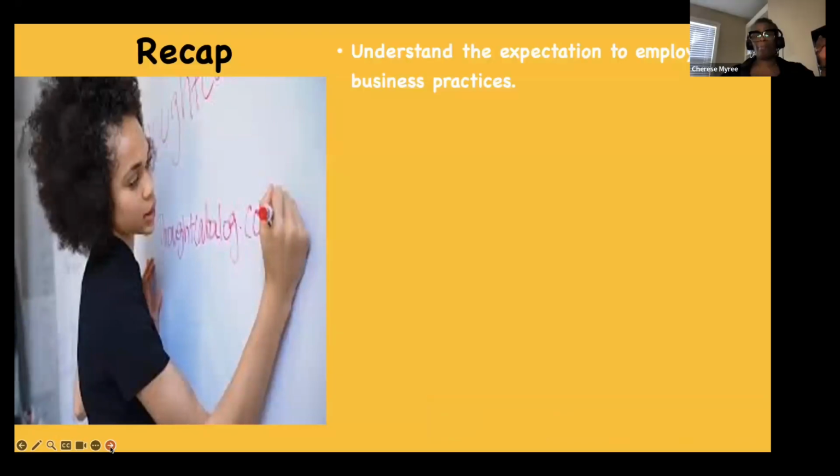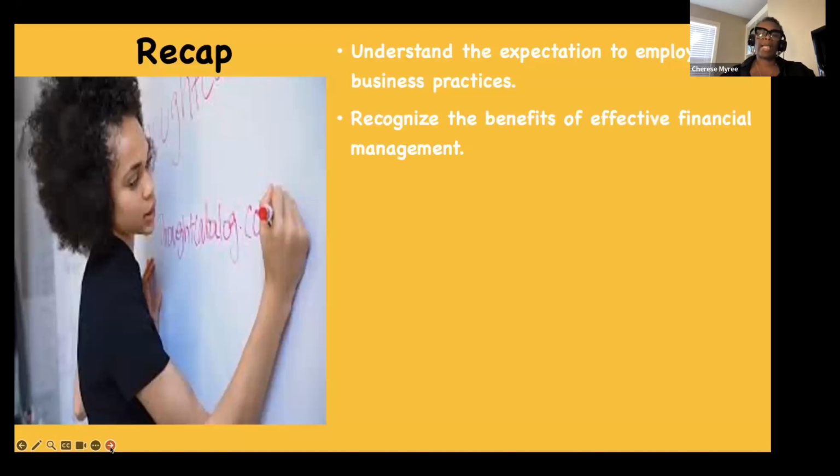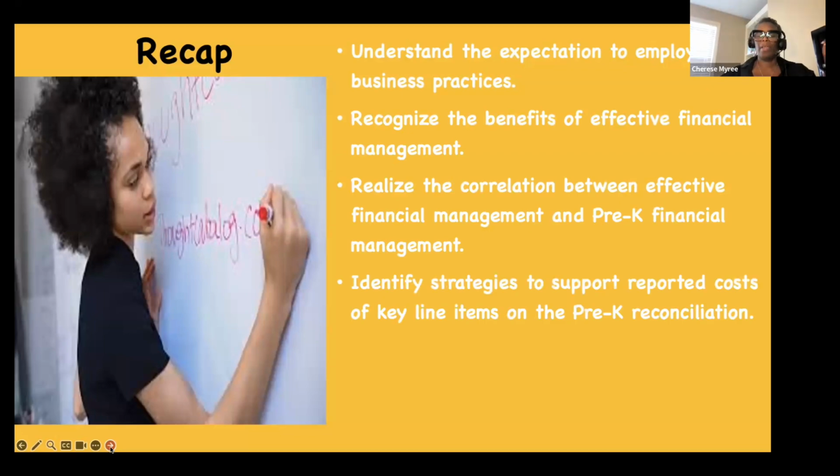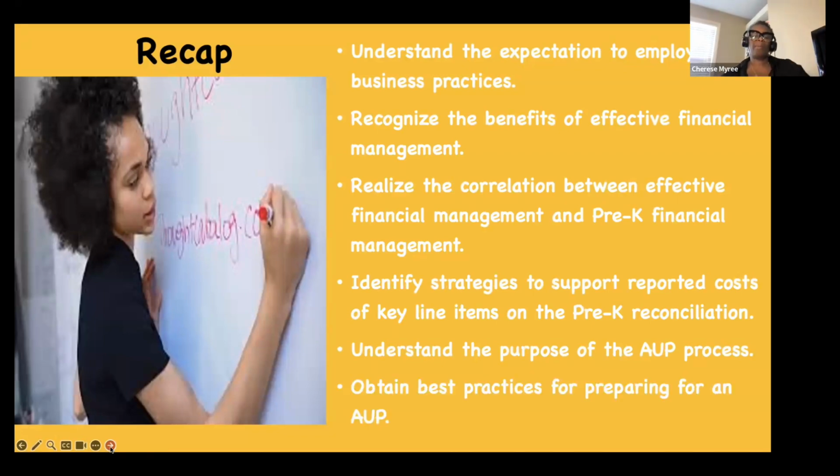And so to recap, we talked about the expectation that Georgia Pre-K has for each of you to employ sound business practices. We talked about the benefits of having effective financial management and how that correlates between your overall organization and Georgia Pre-K. We gave you some strategies to support your reported costs for key line items on the pre-K reconciliation, which were those business rules that we talked about. And you should hopefully now understand the purpose of the AUP process and what to expect. And we gave you some best practices, if you are selected, on how best to prepare for the agreed upon procedures review.